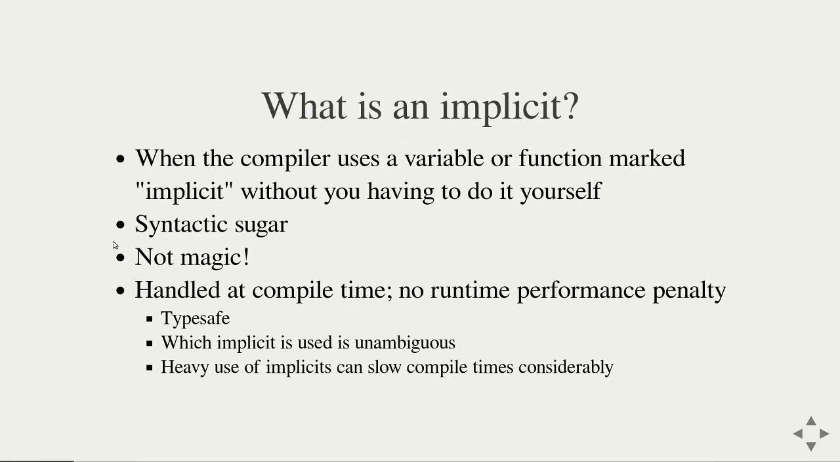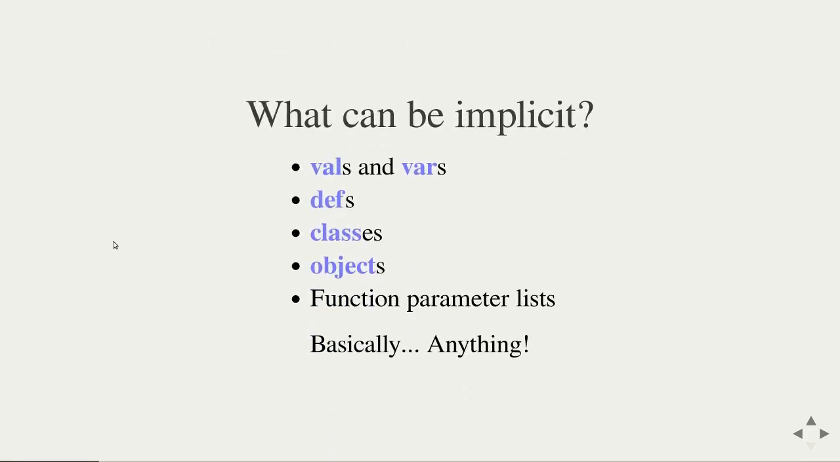Implicits seem to be black magic, but they're really just syntactic sugar, and everything that they do follows certain rules and is supposed to make sense. Even though it might seem like magic, implicits are also type safe. They have no runtime cost whatsoever. But if you're going to start making really heavy use of implicits and type craziness, then you might pay a little bit of a compile time penalty. What can be implicit? Vals and vars, defs, classes, objects, basically everything except for traits. I couldn't think of anything else that didn't fit in these categories.